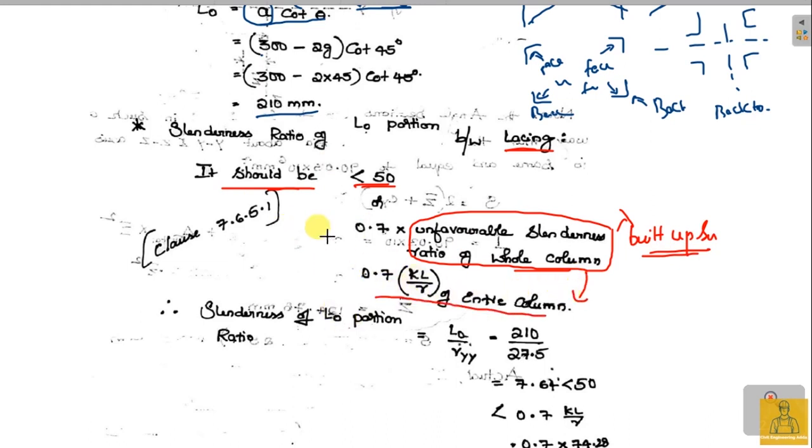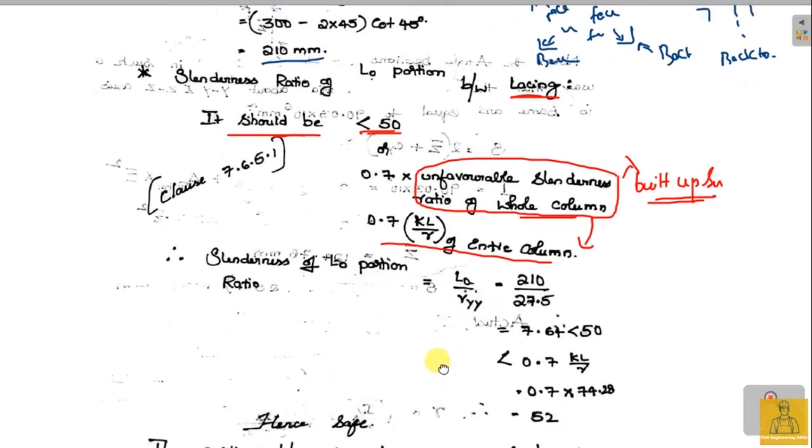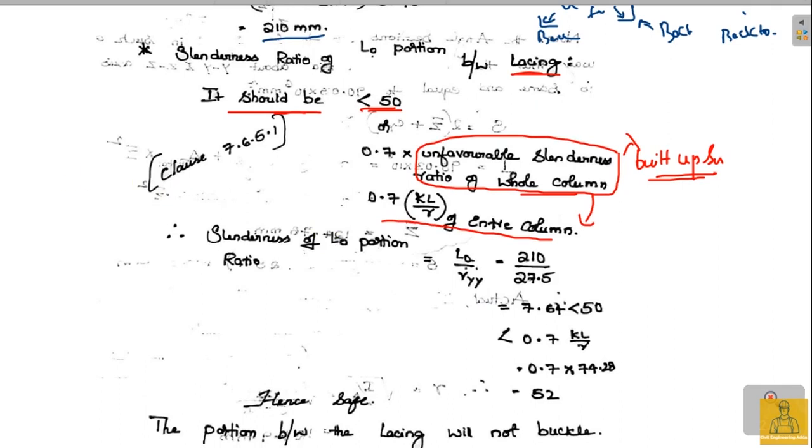So let us find out the slenderness ratio of that portion. What is it? Length by radius of gyration of that portion. The L0 length of the portion is 210, divided by the radius of gyration. Of what? Not the entire built-up section. Because see, this is the portion. If this is the L0 distance, even though this built-up column is formed by 4 angle sections, here the lacing system is being connected to individual angle sections, right? We connect to the angle sections.